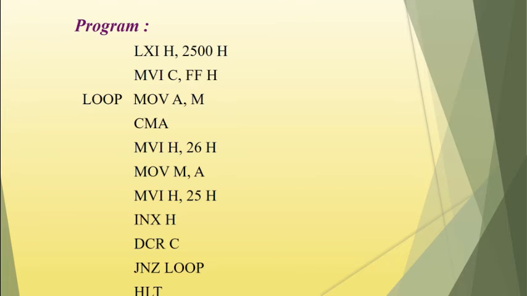We need to move the contents of the memory location 2500 to accumulator. For that, the command is MOV A, M. We need to complement the data, so CMA. Thereafter, we have to move the complemented data to the location 2600. For that, we will initialize only H with 26 so that the HL register pair contains 2600. For that, the command is MVI H, 26H.